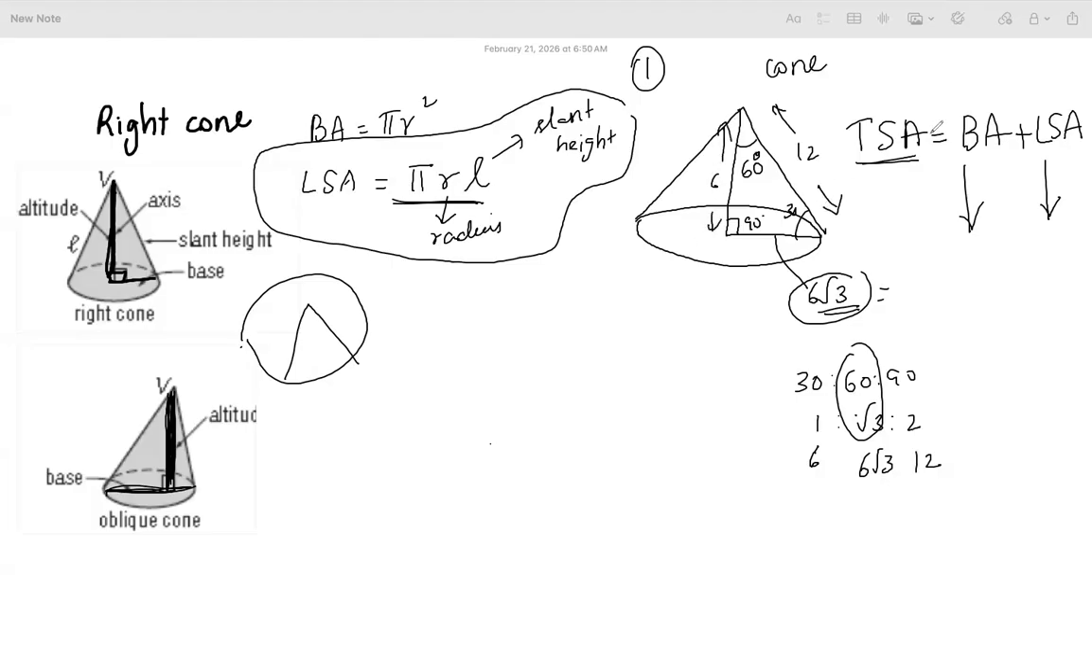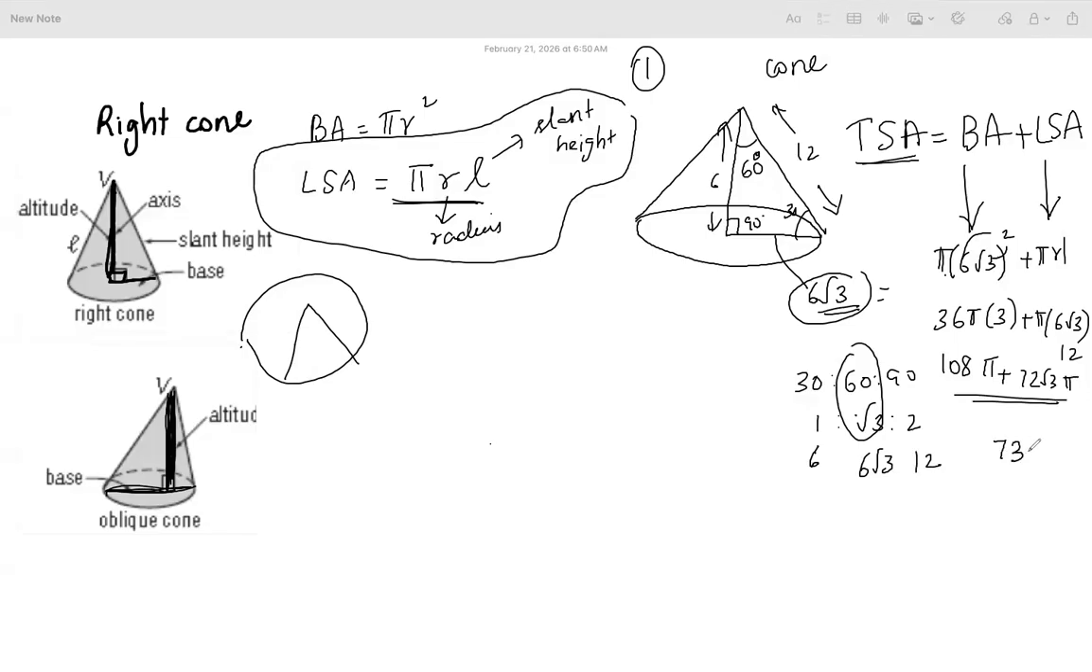We got these. Now the base area is pi r square. R is 6 root 3. The whole square, so that will be 36 pi times 3. 36 is 6 square. Root 3 square is 3. 36 times 3 times pi, so that becomes 108 pi. Now the lateral surface area is pi r l, so that is pi times 6 root 3 times 12. So that gets you to 72 root 3 pi. When you add them together, you get approximately 730 or 31.